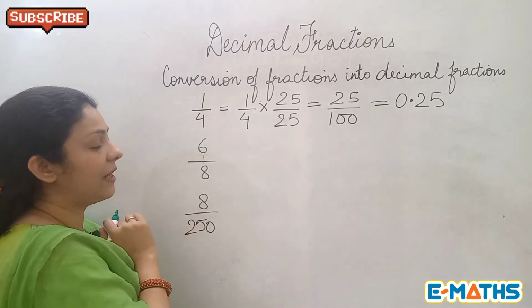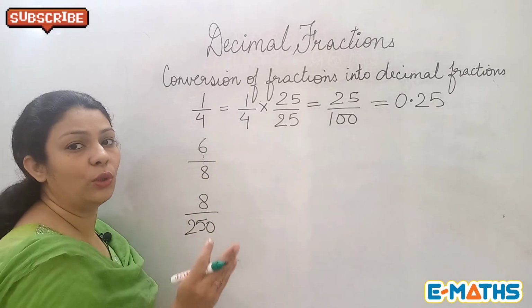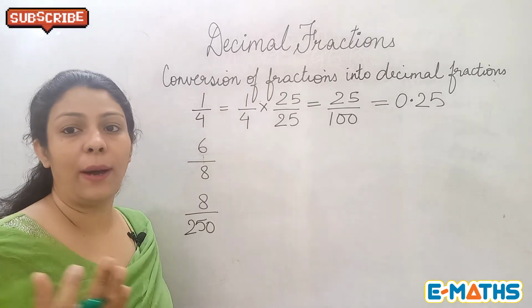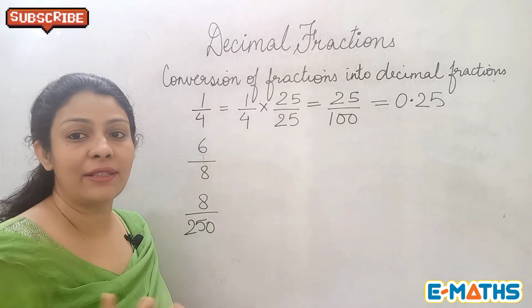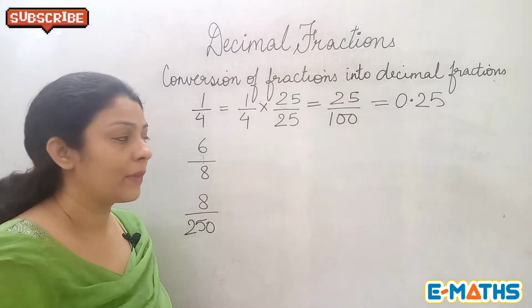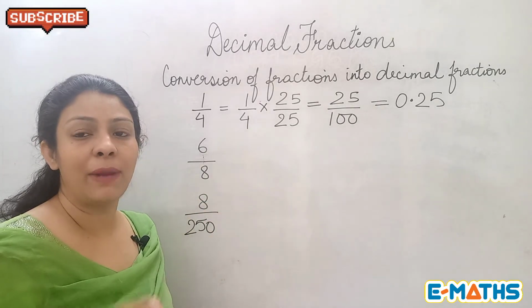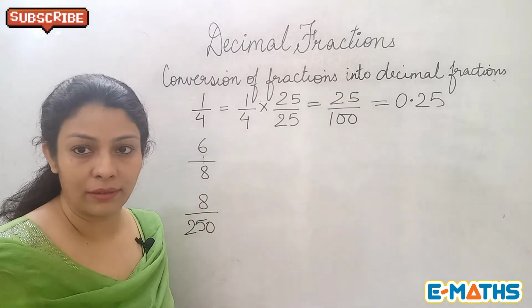Now here we have 6 upon 8. Now there are two ways. Either find out a multiple, an equivalent fraction having 10 or higher power of 10. There is no number which when multiplied by 8 can give you a 10.